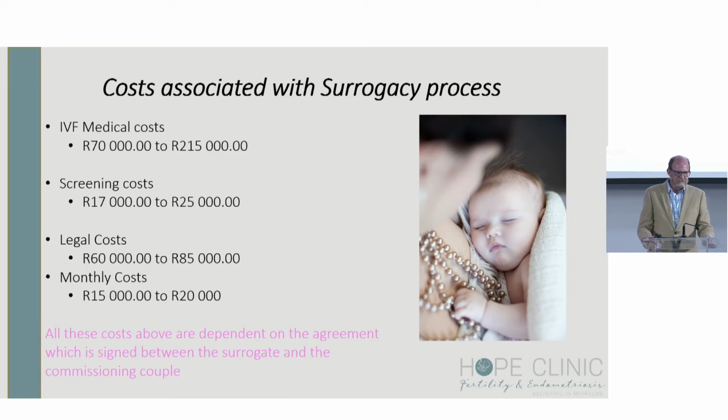The monthly costs that are paid to the surrogate are usually loss of income, the transport fees to the IVF unit, and things like medical aid. You have to put her on a medical aid, etc. All these costs above are dependent on the agreement which is signed between the surrogate and the commissioning couple.